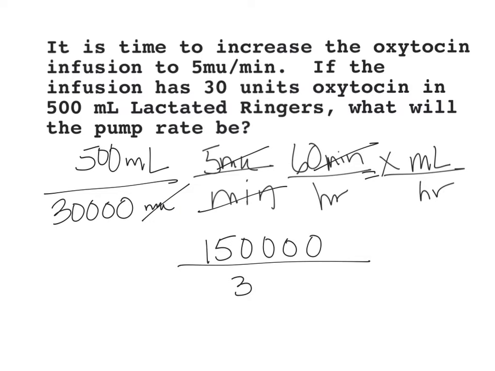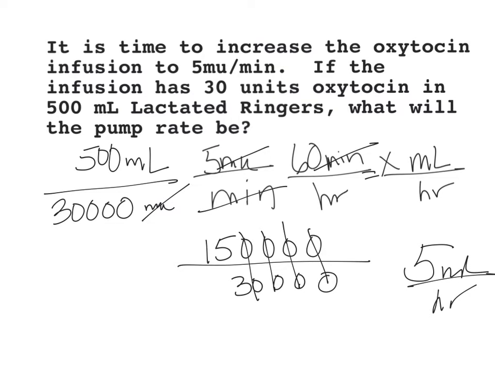We have 30,000 down here. Okay, now you are going to have to reduce that fraction or at least do some division, but it makes more sense to me. At least get rid of your zeros. You end up with 15 over 3. Now, if you have to whip out your calculator to know that that is 5, that's fine with me, but you could have reduced the fraction. It would just be simpler. 5 mLs per hour equals 5 MUs per minute.